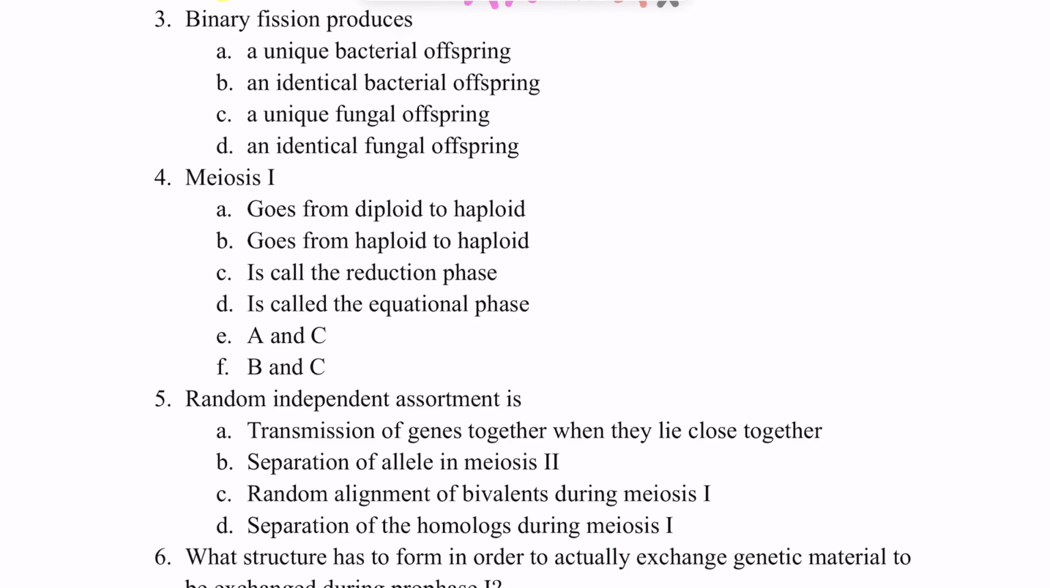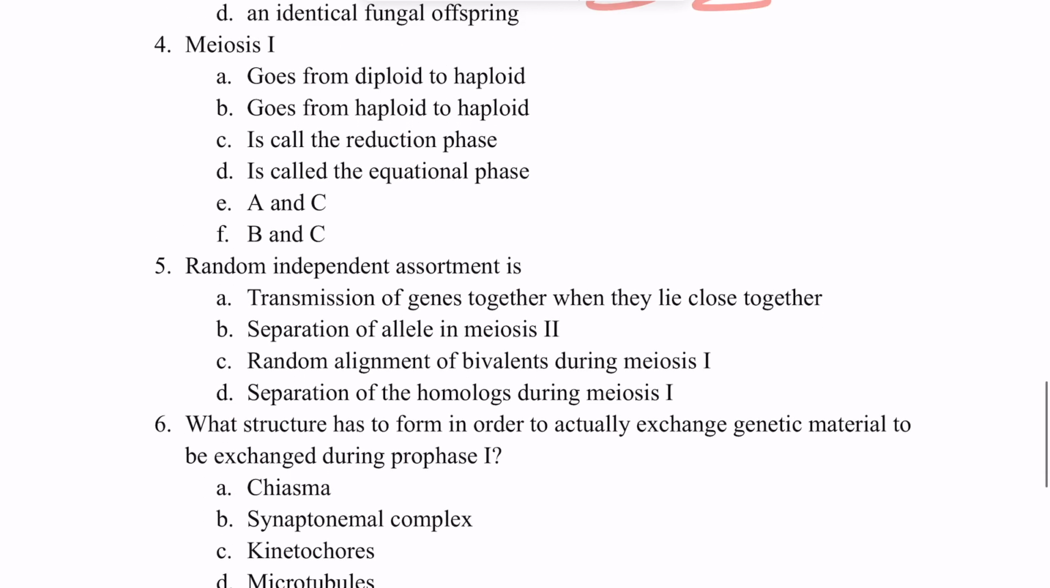Question 3. Binary fission produces... the correct answer is B. Binary fission is the way that bacteria divide. The bacterium just splits in half, and you have two exactly the same bacterial offspring. So binary fission gives identical bacterial offspring. Meiosis 1. Just finish the sentence.